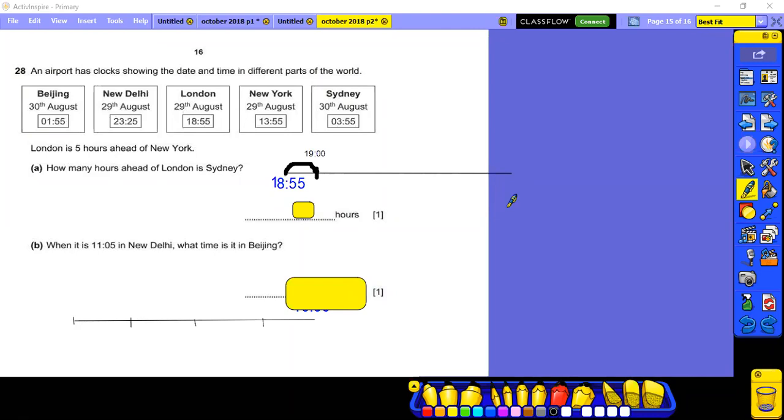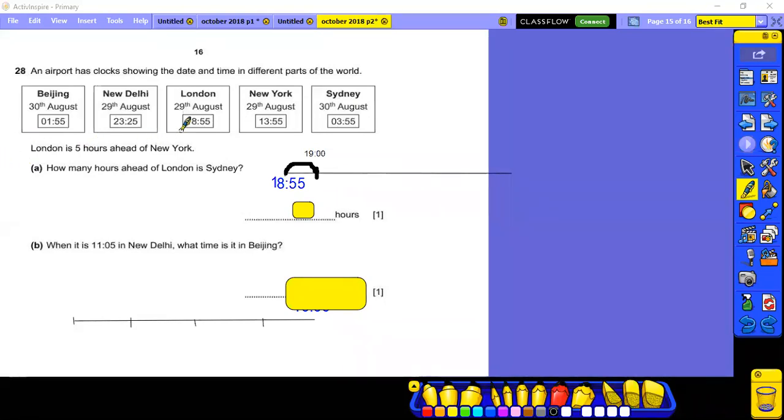Here he's telling you, take care. Can you look here, guys, at this time and date? Here it's the 30th of August. Here it's the 29th of August. Here it's the 29th, 29th, and 30th of August. He's saying that London is 5 hours ahead of New York. How many hours ahead of London is Sydney?